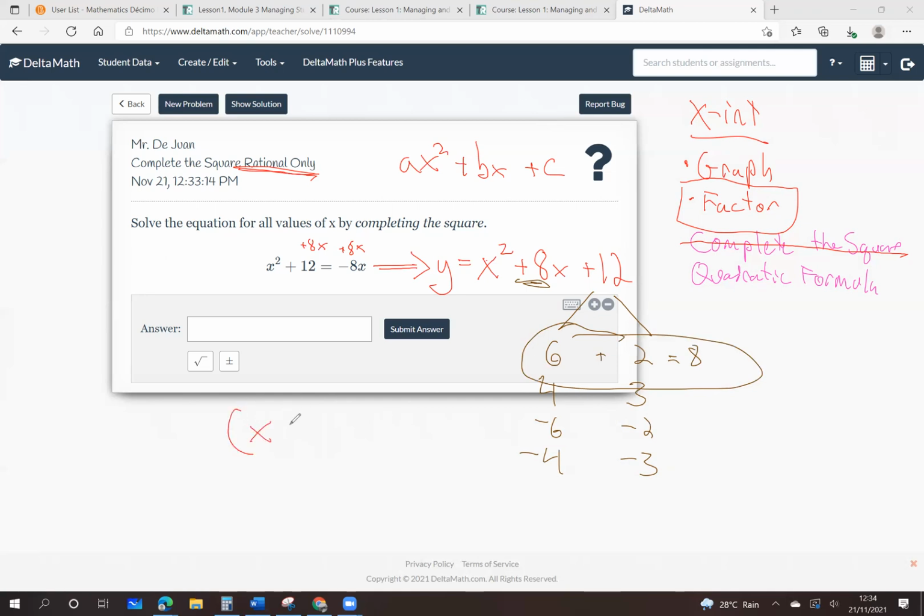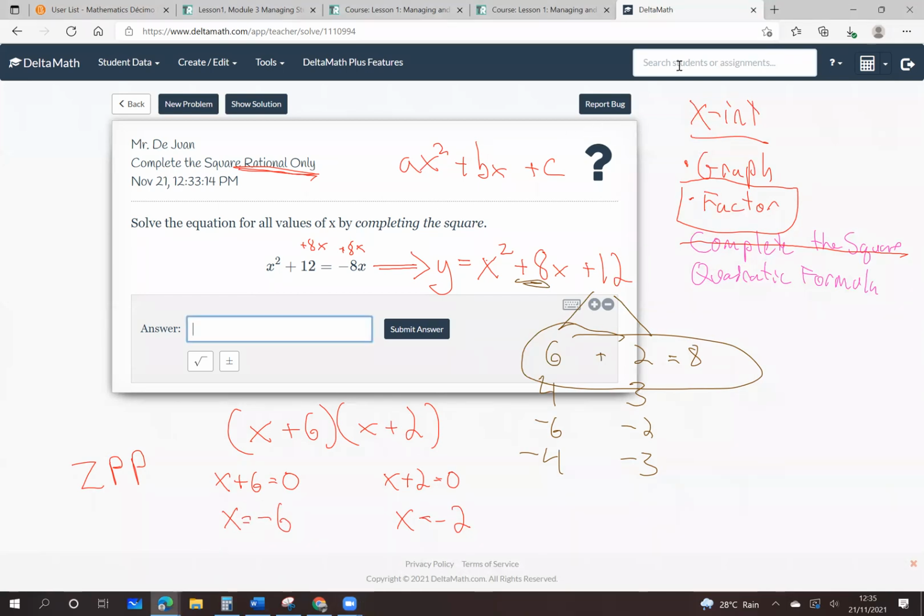What are we going to do? We're going to create two casitas, x plus 6 and x plus 2, and apply the zero product property. X plus 6 is equal to 0. X plus 2 is equal to 0. So x is equal to -2, and x is equal to -6.